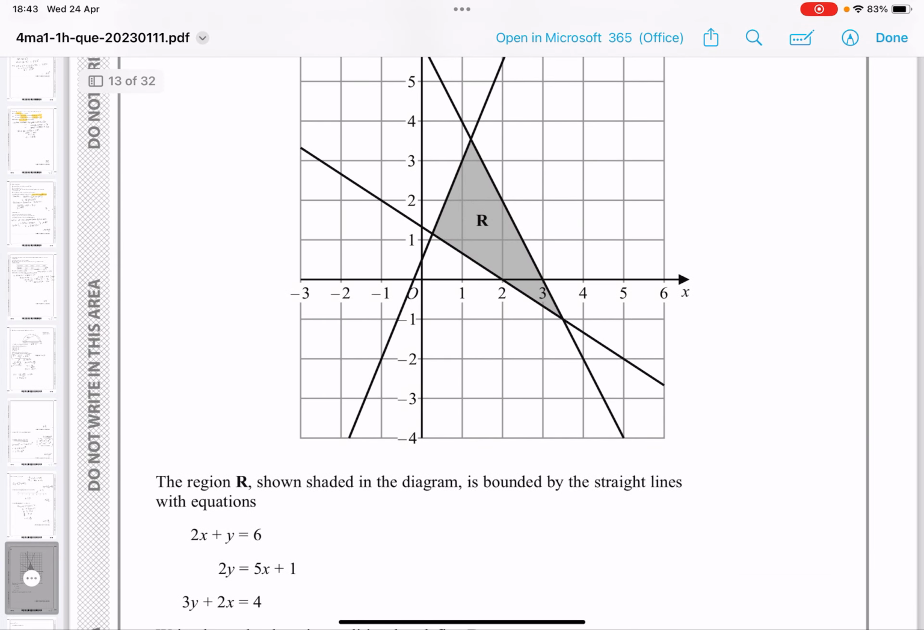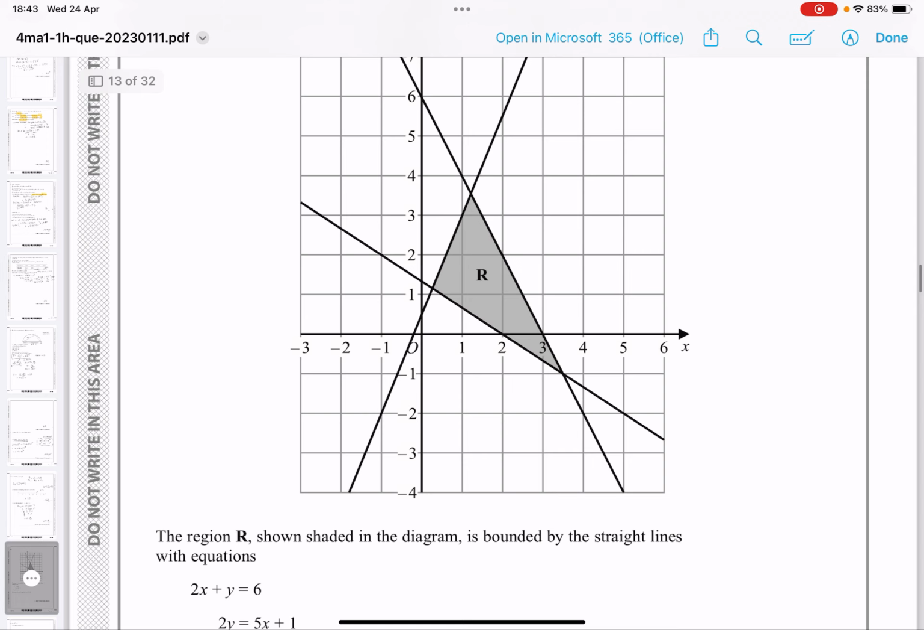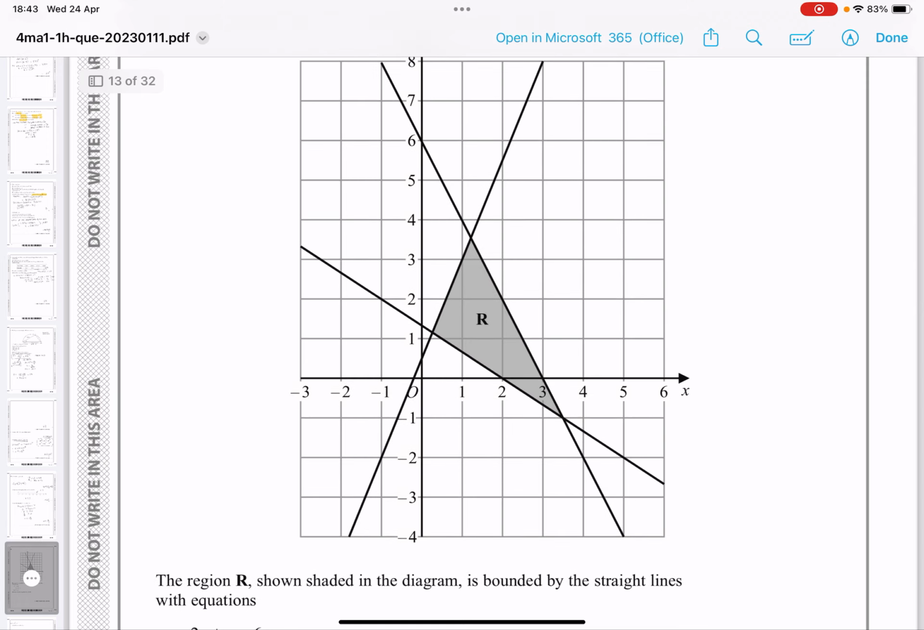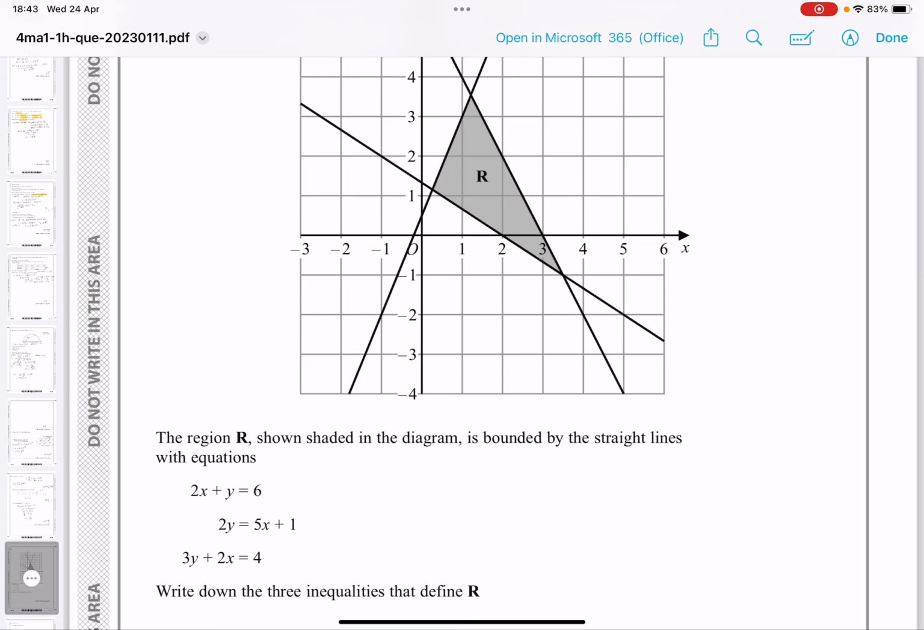11. The region R shaded in the diagram is bounded by the straight lines with equations 2x plus y equals 6, 2y equals 5x plus 1, and 3y plus 2x equals 4. Write down the 3 inequalities that define R. Okay, for these types of questions, I recommend first starting out by labeling the diagram and labeling which line is what equation, matching it up.